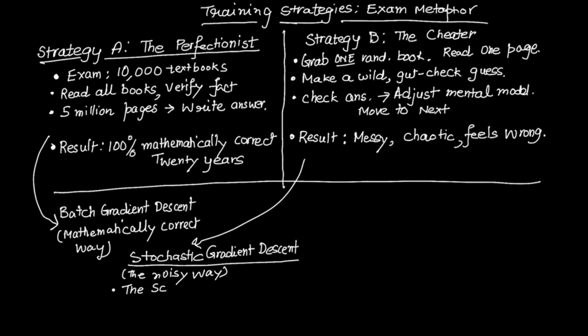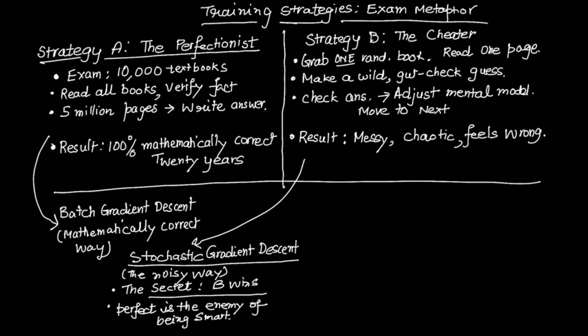But here's the secret every senior AI engineer knows. In the world of deep learning, being perfect is the enemy. If you try to train a neural network by looking at all your data at once, you will run out of memory, you will run out of time, and ironically, your model will probably be worse.